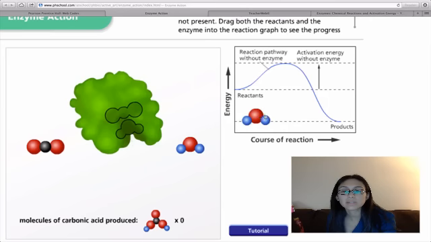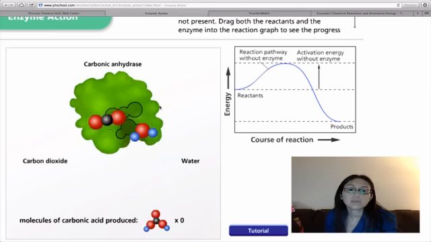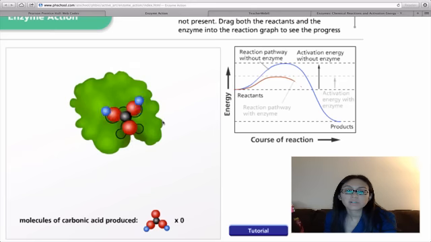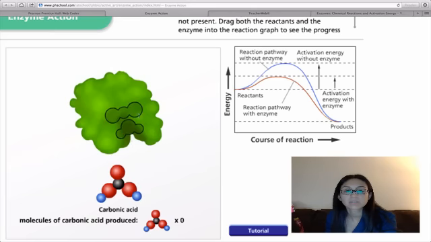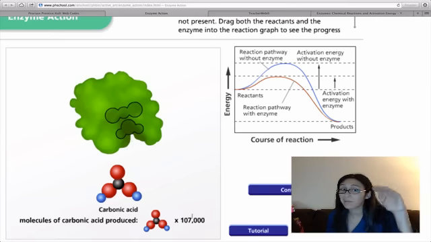So I add my enzyme to the reaction now. The water and carbon dioxide will bond to the enzyme, speeds up the chemical reaction, breaks bonds, form new bonds. In the same amount of time that it took to make 1,000 of the product last time, now we were able to make 107,000 in the exact same amount of time. Okay, so the enzyme made it so you needed less energy to do that, and it sped up the chemical reaction so much faster. It made it occur so much faster.